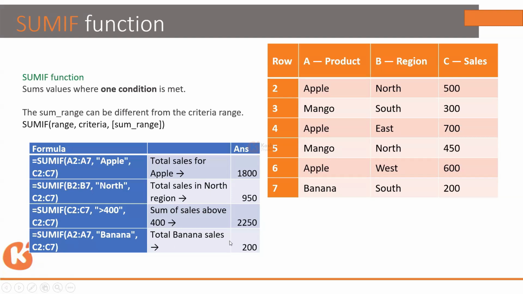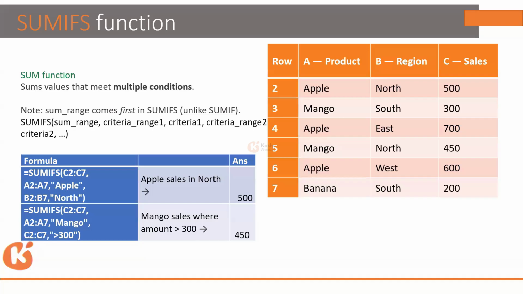The last one is total banana sales. You can see the range is A2 to A7, and in this one I want to find banana, and then C2 to C7. In this case, banana is only one, with 200. So here you can also see it has given me the result of only 200. Now let's see the next function. The next function is IFS.